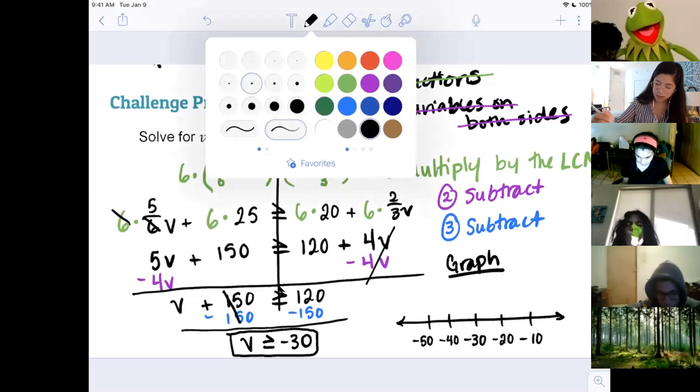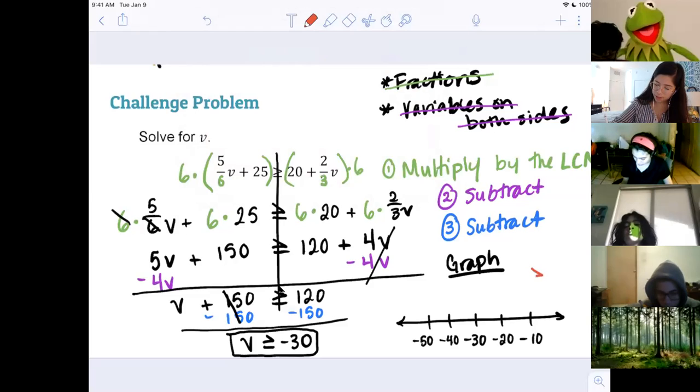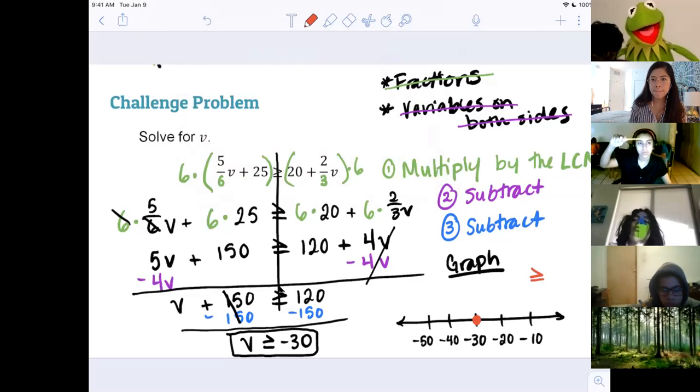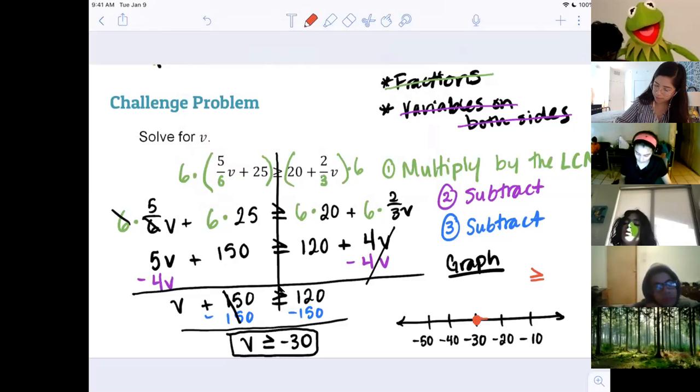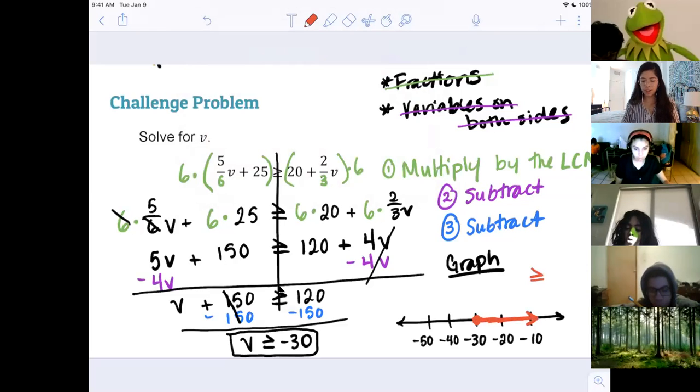Okay. Now I look at my symbol. My symbol is greater than or equal to. So I'm going to put a dot on my answer, which was negative 30. And which direction does my arrow point? Right. Good, to the right. And there you go. See, the graphing is really not that hard. So I kind of forgot to do it yesterday, but hopefully that's not too much more to learn today.